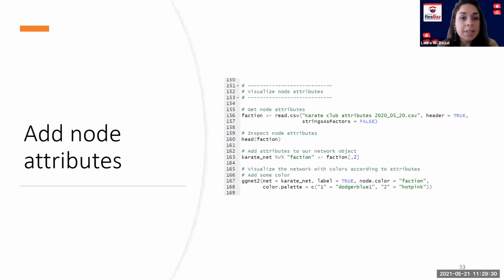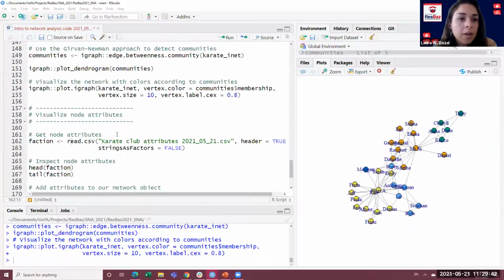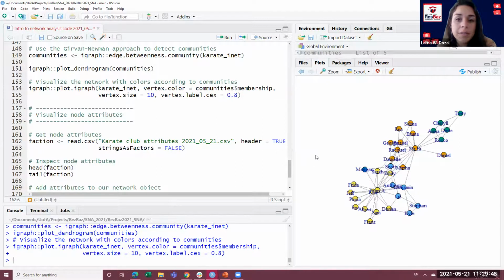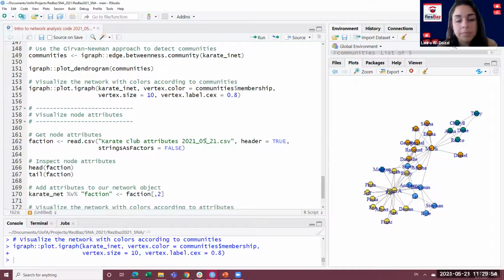Little tangent there, but let's look at the attributes of our network nodes and see how they split up the network. Okay, so we're going to read in our Karate Club attributes. This is the data set that Zachary collected after the network was, or just to get more information. So we're reading in our CSV attribute file, leaving our header, making sure it knows we have it there, and we're keeping our strings as strings.